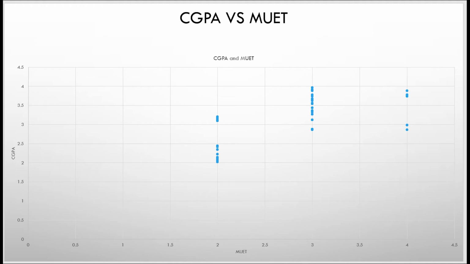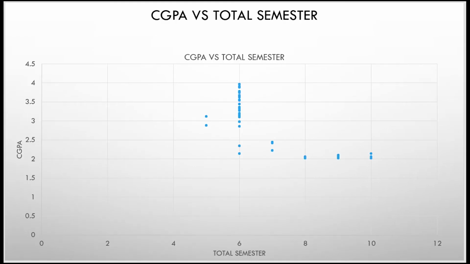CGPA and MUE: these two variables show a linear correlation and no outlier. This scatter plot shows a positive trend and positive slope. These two variables show a weak correlation between CGPA and MUE.